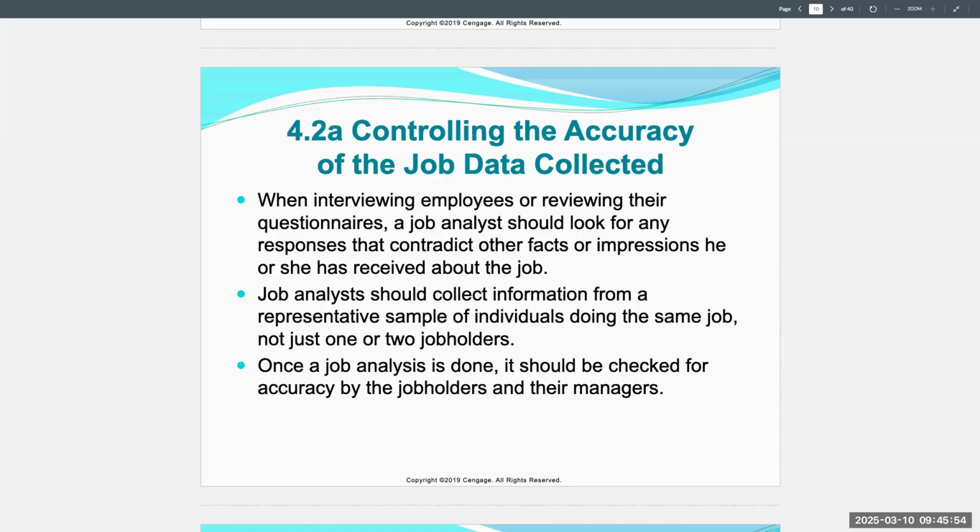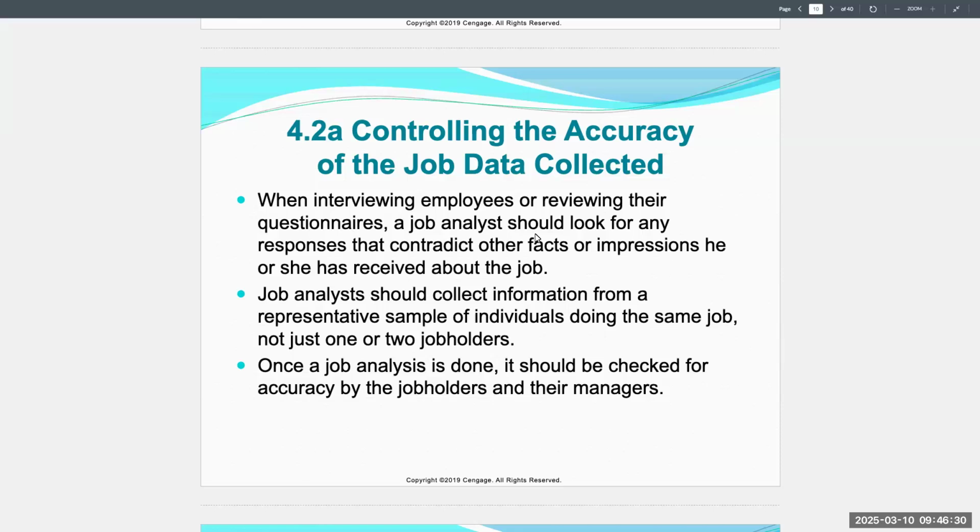You want to use a representative sample. So a job analysis should rely on input from not just one or two employees. It should be representative of all the employees. So you're looking for data to be collected from multiple job holders to get a more accurate picture. And then final validation: once the analysis is complete, it should be reviewed by employees and managers to confirm its accuracy. So any necessary adjustments should be made before the implementation happens, okay?